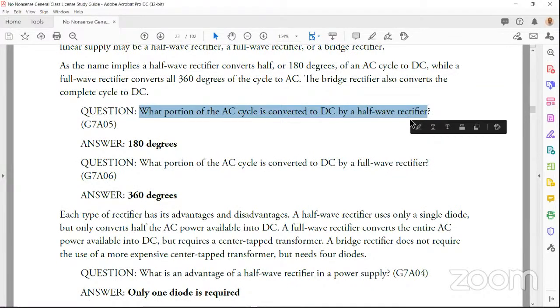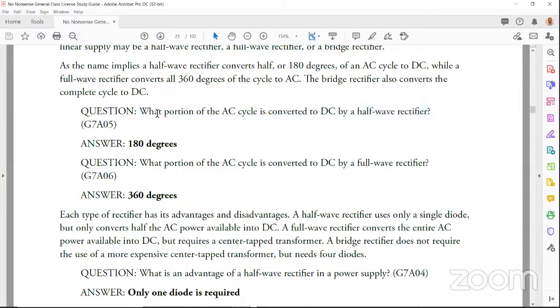What portion of the AC cycle is converted to DC by a half-wave rectifier? So let's break that down. What are they asking us? What portion of the AC cycle? So the AC cycle is a sinusoidal wave from 0 degrees to 360 degrees. And they're asking about a half-wave rectifier, not a full wave. So last class, we said for half-wave rectifiers, it only converts half of the cycle. So half of that 360-degree cycle is 180 degrees.